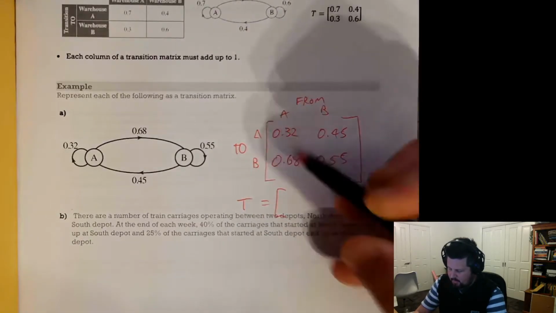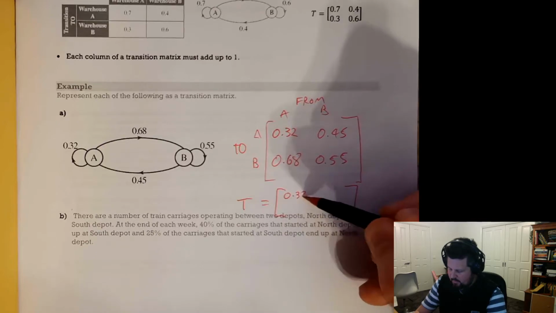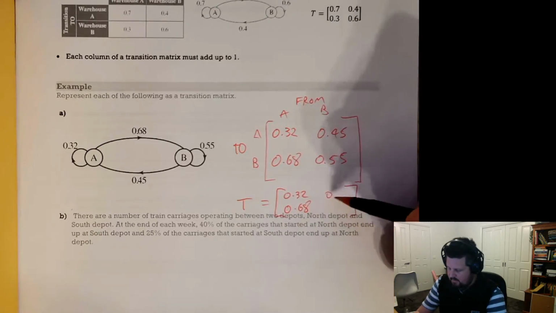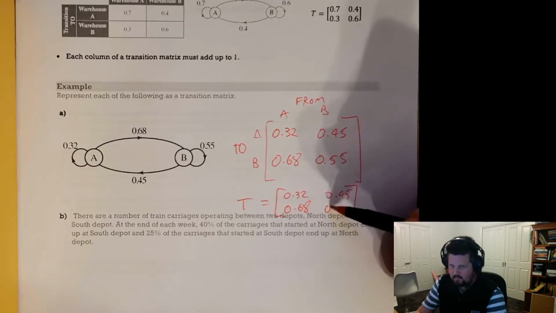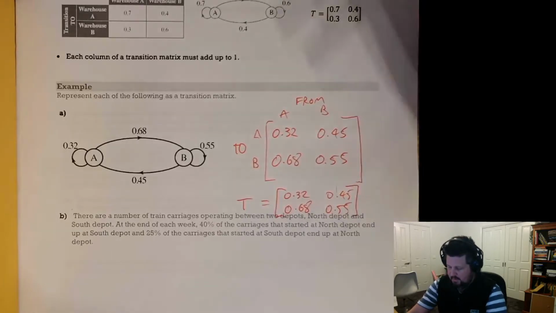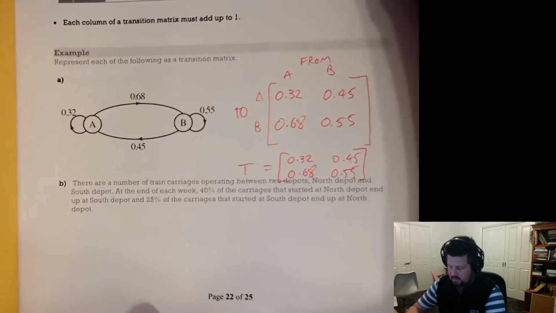You'd have the 0.32 here and the 0.68 there. You'd have the 0.45 there and the 0.55 there. Perfect. Next one, you can have a worded statement again.